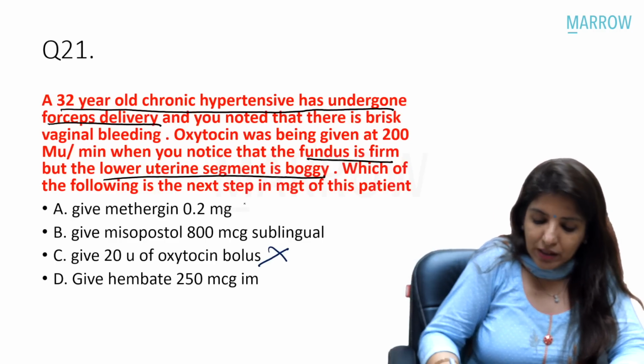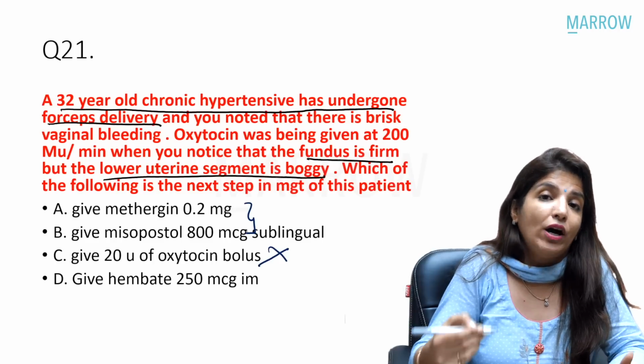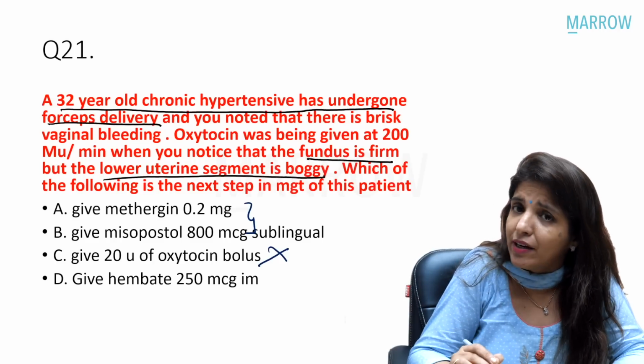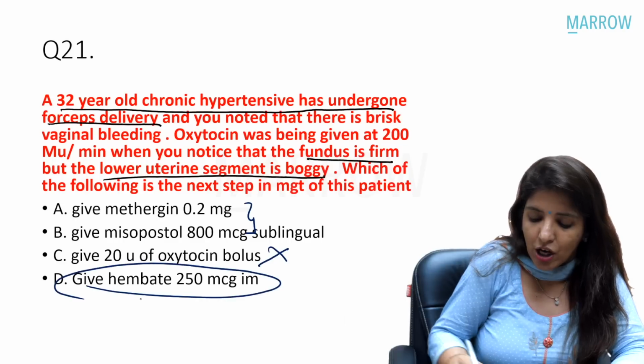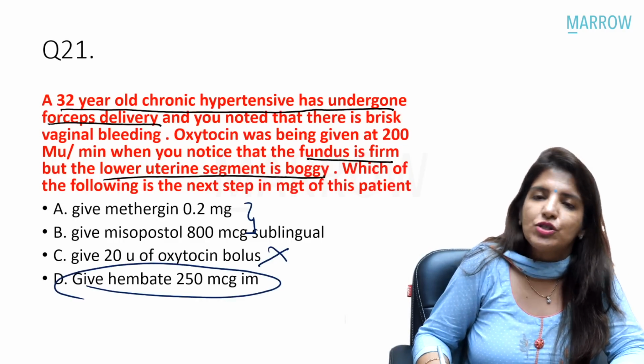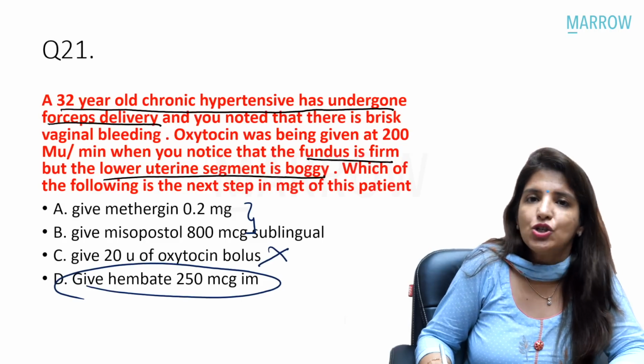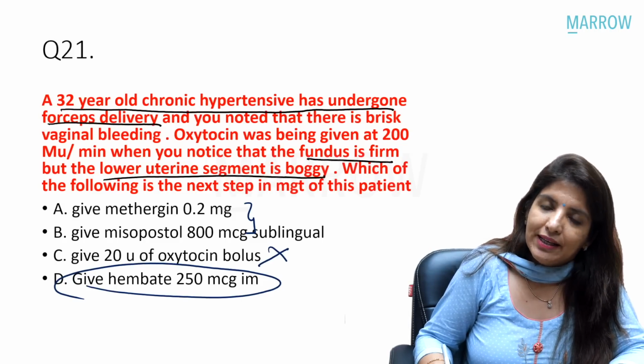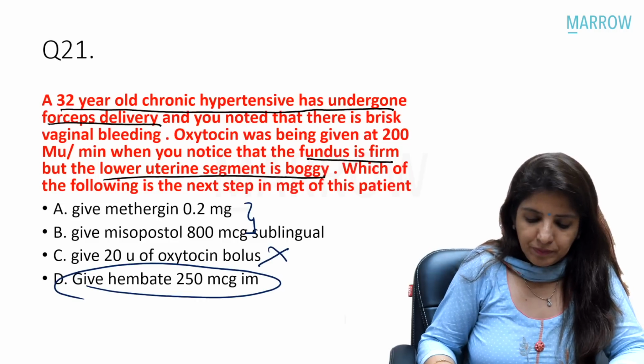I told you that Methergin and Misoprost are add-on drugs. The gold standard drug will be, you have to give Hemabate 250 micrograms intramuscularly. 0.25 mg is equal to 250 micrograms, right? And this you have to give intramuscularly. Clear to all of you?